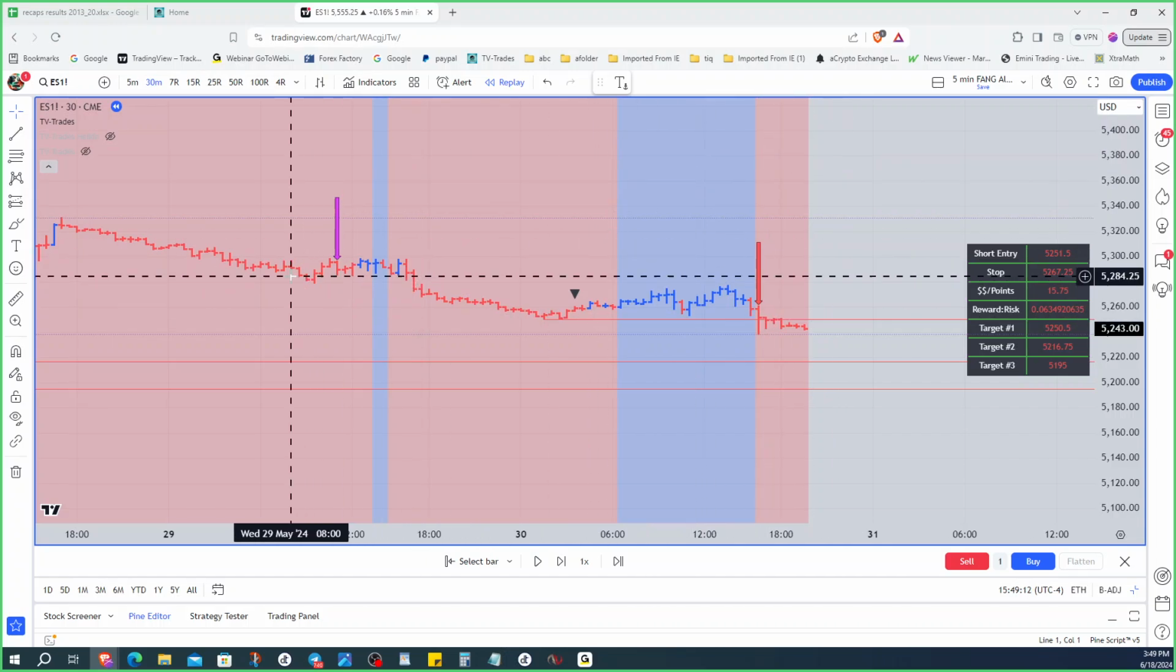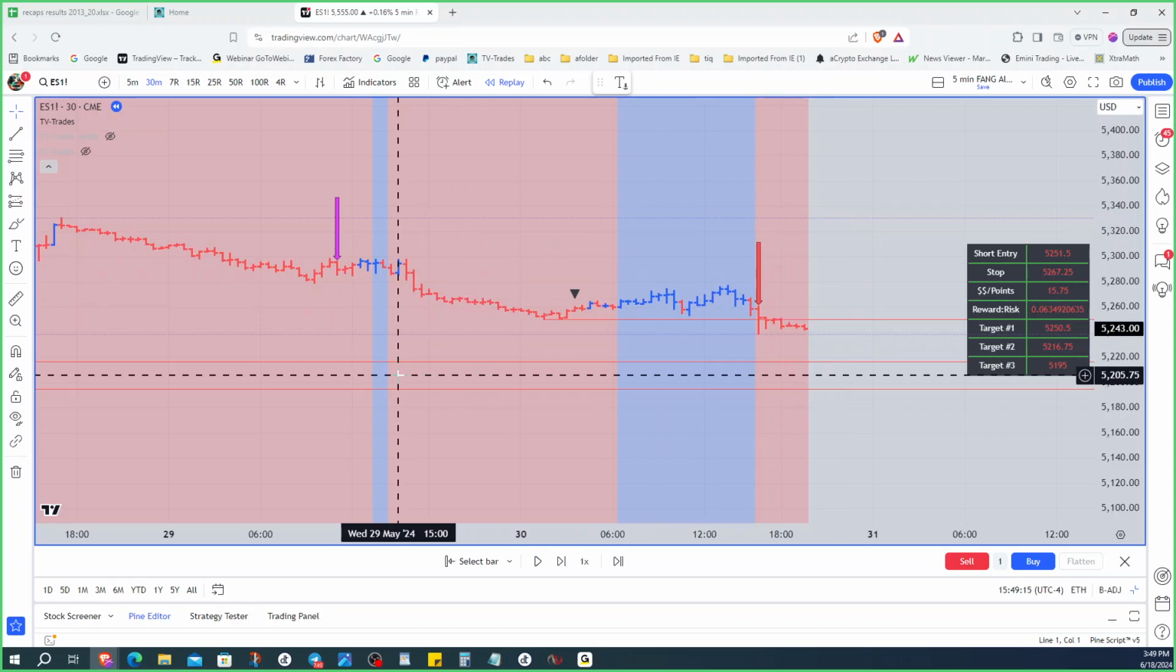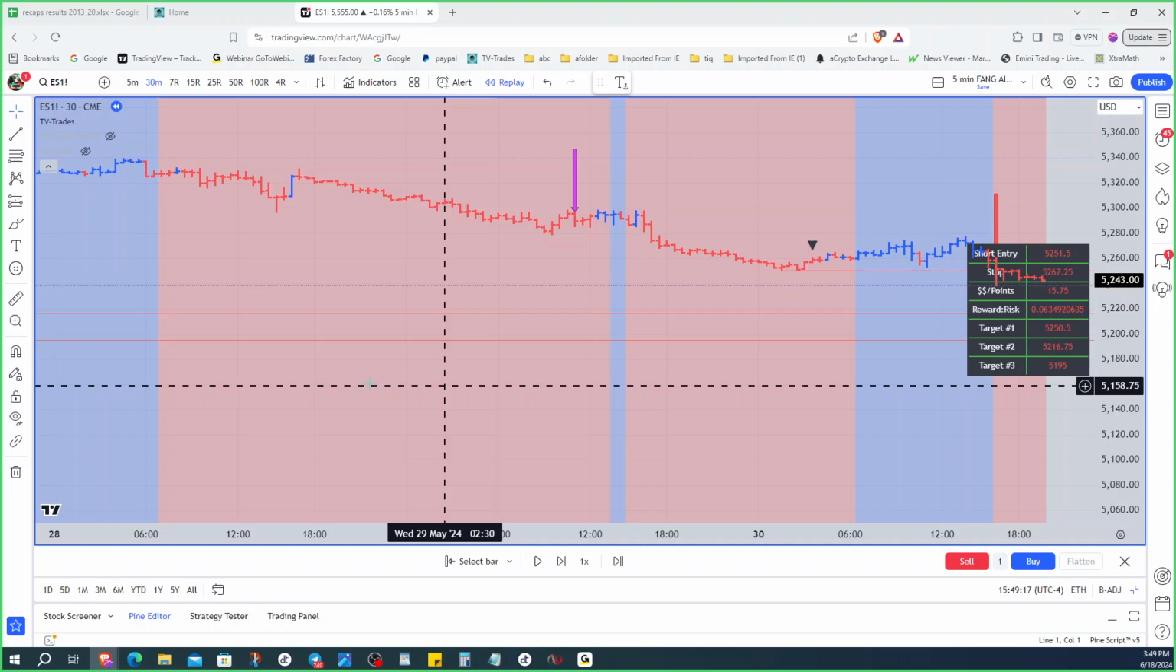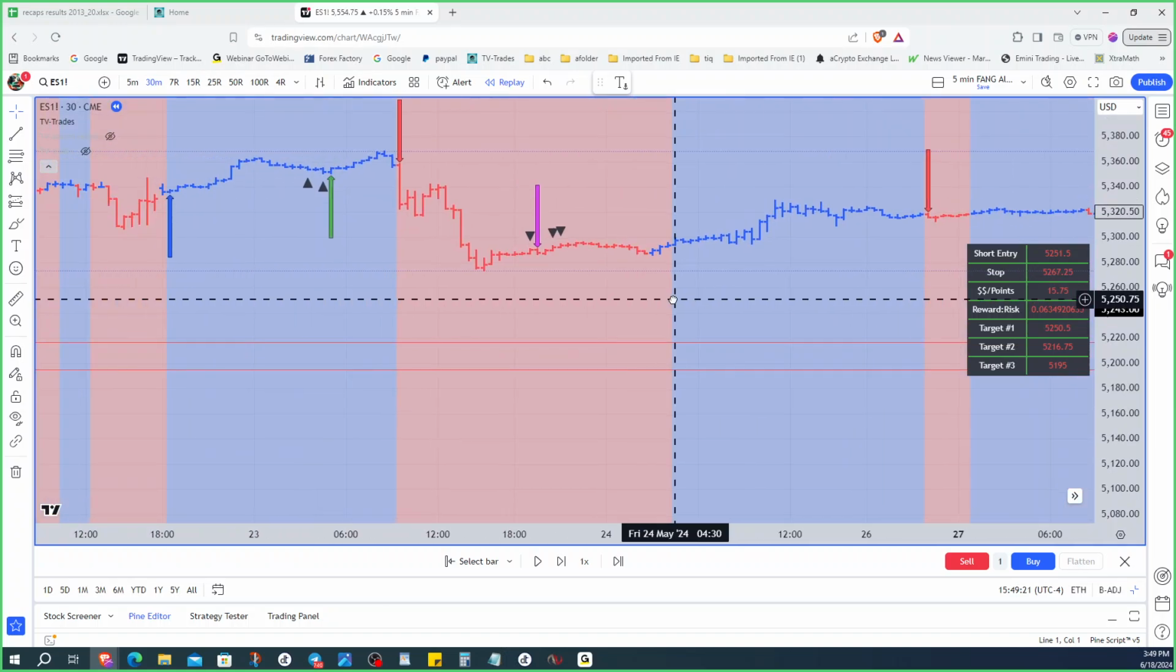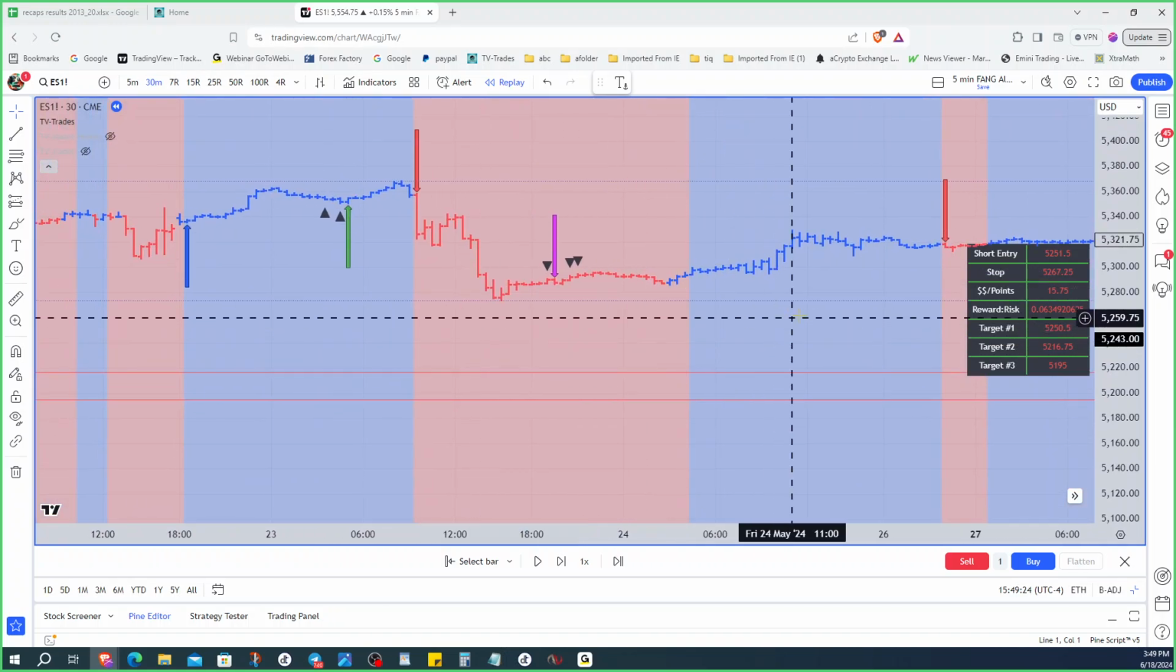The whole idea is to just trust the system, take the trades, trust the system. It works well. Trade it the way that it's designed to be traded. Put the stops where the stops are supposed to be.